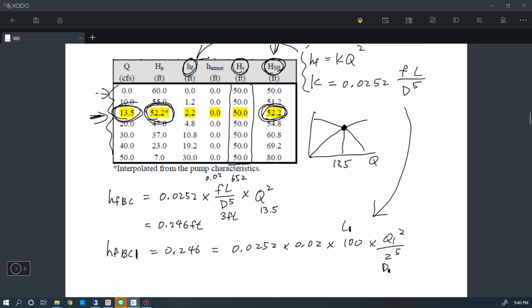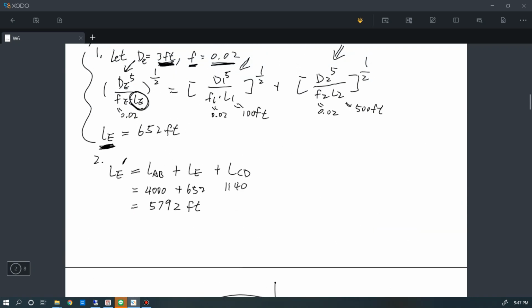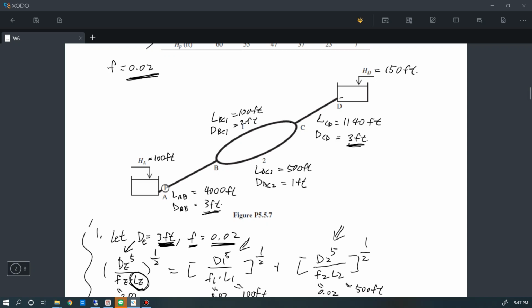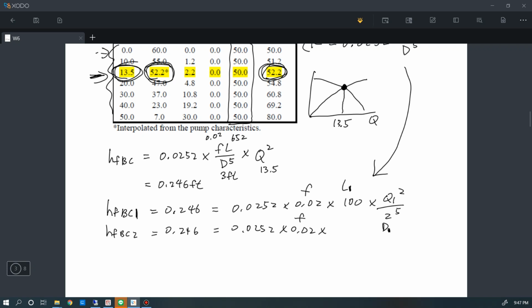Okay, so similarly, we can have the equation for branch 2, which is exactly the same. This is F, right? The factor F is equal in all pipelines, but the length and the diameter will be different. The length is 500 and the diameter is 1 foot. And we just plug the numbers in here. The length is equal to 500.